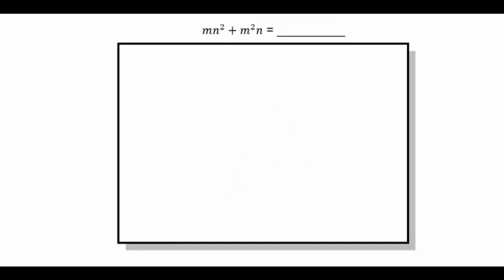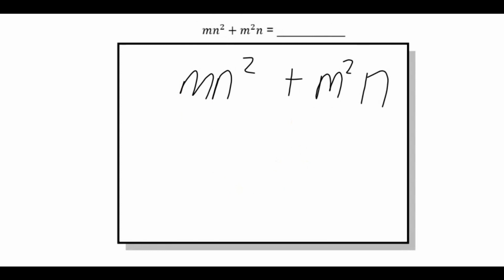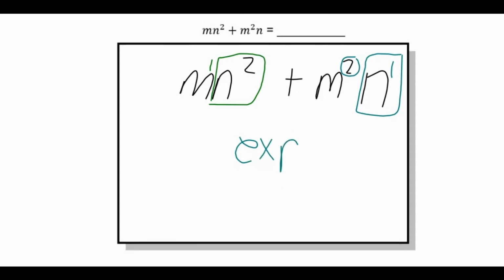Next, mn squared plus m squared n. Now this could catch you if you're not awake. The n has an exponent of 2 and the m of 1. On the other side, we have the m with an exponent of 2 and the n of 1. So they actually don't have the same exponents, and therefore we can't add them. They are unlike terms.